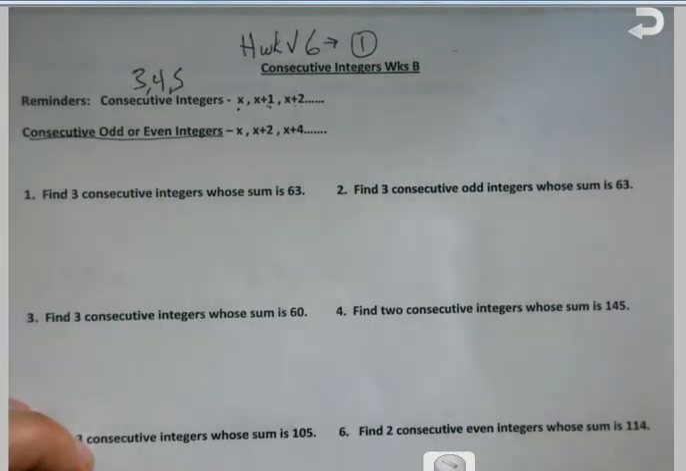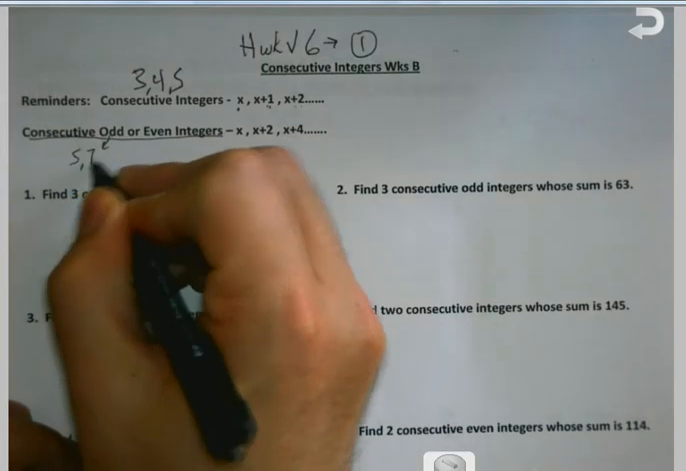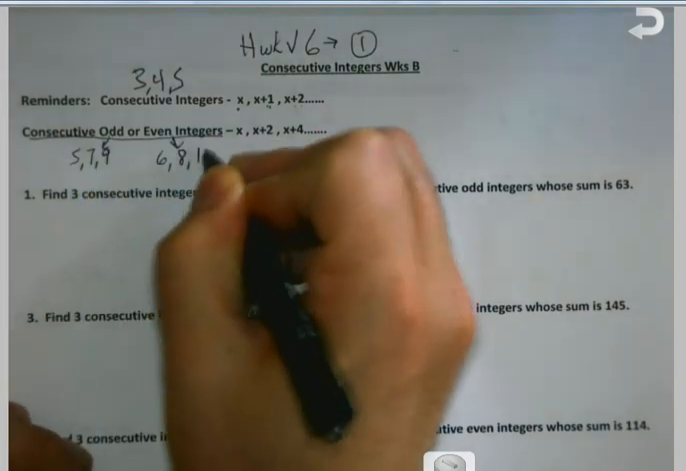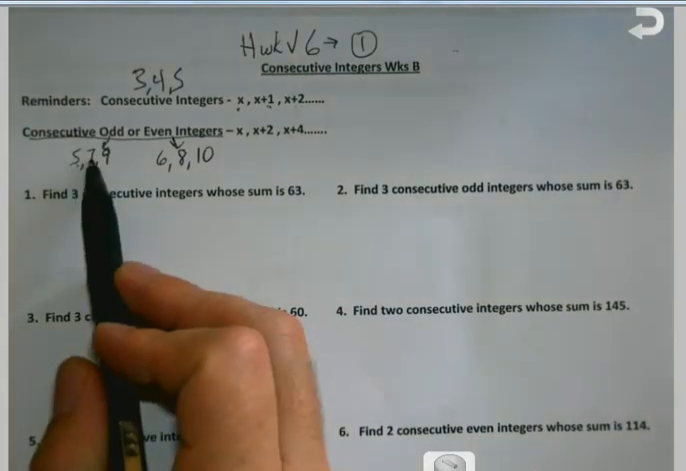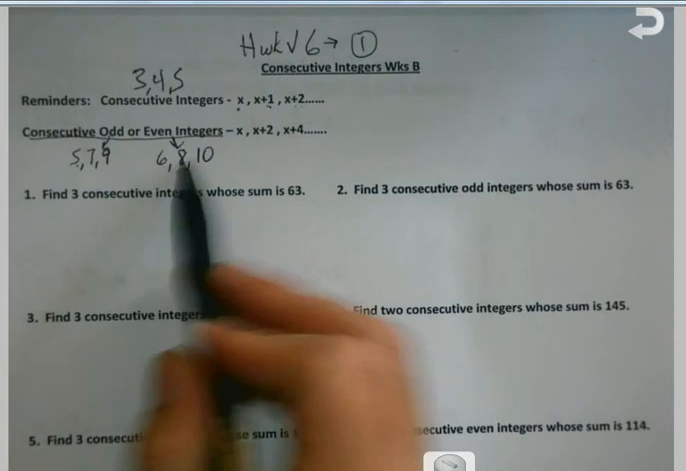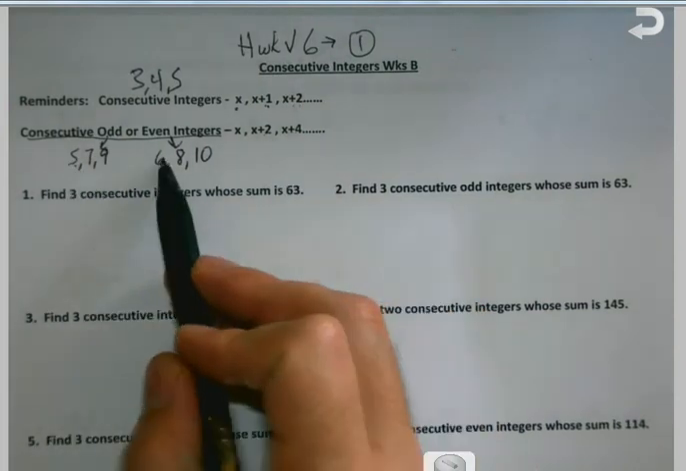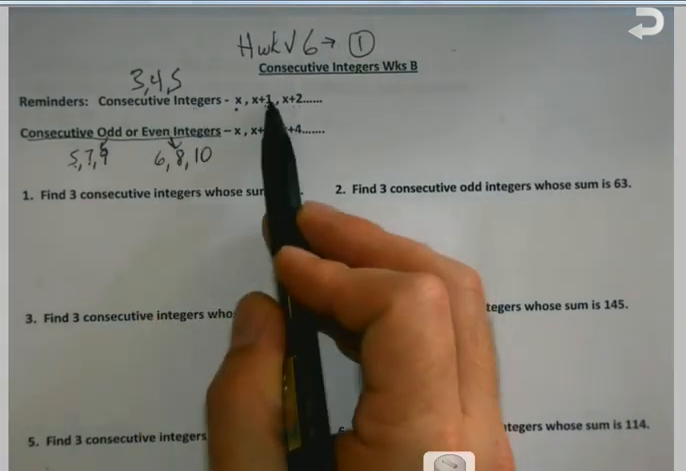But if it's consecutive odd or even, like 5, 7, 9, or if it was even, like 6 and 8 and 10, I'm not just jumping by one number every time. Like to get from 5 to 7, I add 2. Or to get from 6 to 8, I add 2. Or to get from 5 to 9, I add 4. 6 to 10, I add 4. I'm counting by 2s. So depending on the language, if it just says consecutive, I keep adding 1.